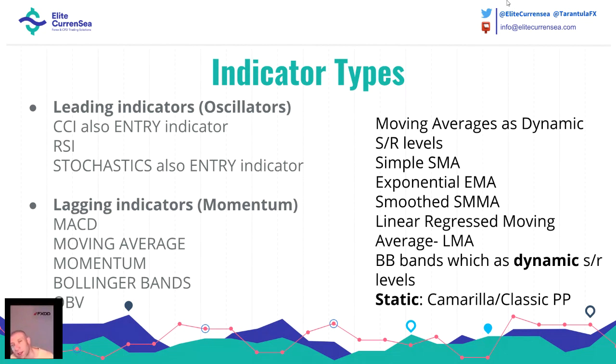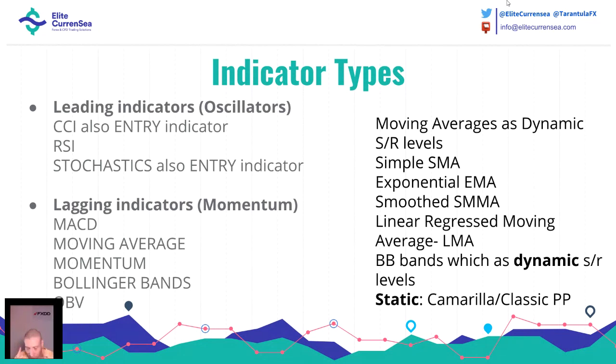So leading indicators follow the price real time. The other name for leading indicator is an oscillator. So leading indicators are actually oscillators, okay? While lagging indicators are momentum indicators, such as MACD, moving average, momentum. There is an indicator named momentum by default on the MT4 platform. Then Bollinger Bands, on balance volume, those are basically lagging indicators because they lag behind the price, but their main purpose is to capture the trend.